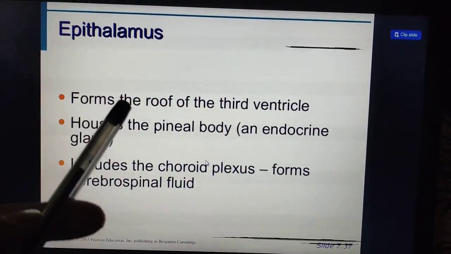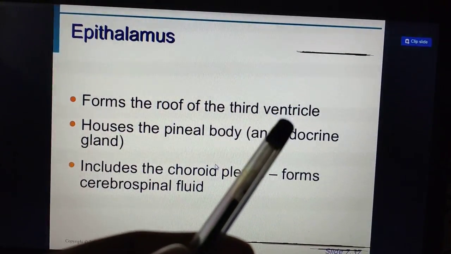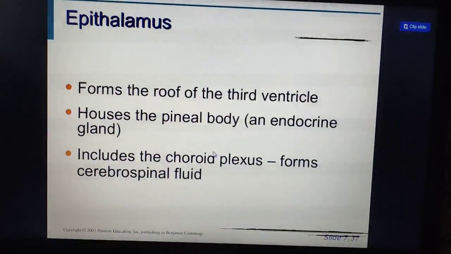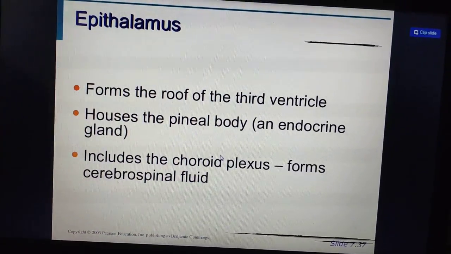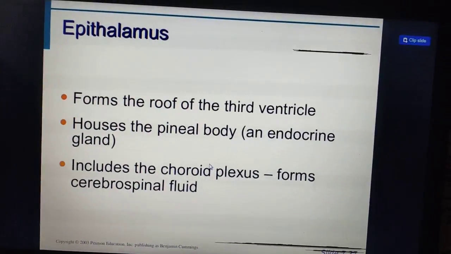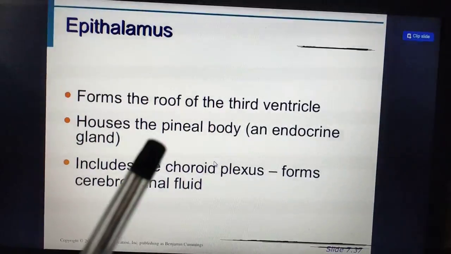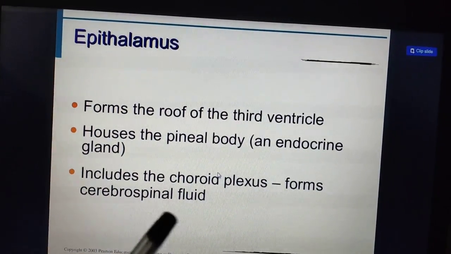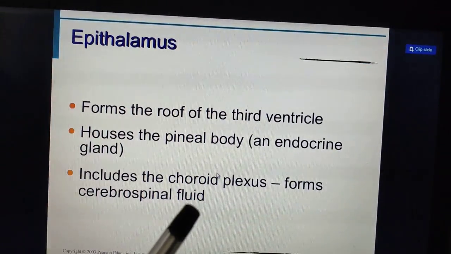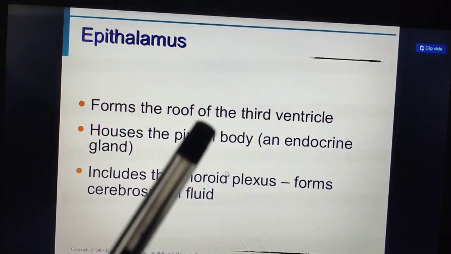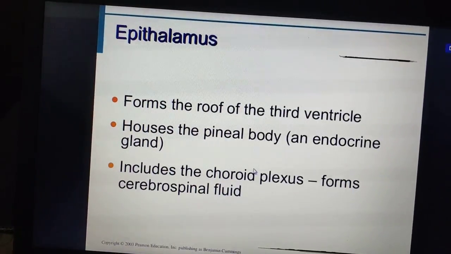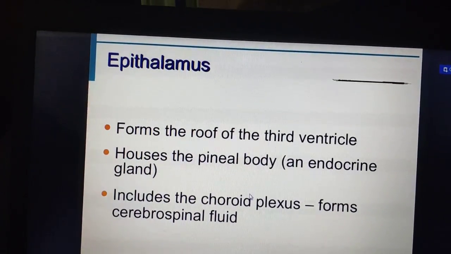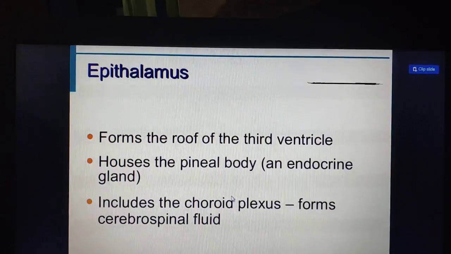This epithalamus forms the roof of the third ventricle of the thalamus. Then it houses the pineal gland. The pineal body is nothing but an endocrine gland. It also includes the choroid plexus, which forms cerebrospinal fluid. Just have an idea that the epithalamus is situated above the thalamus. You say that much. This is enough for you.